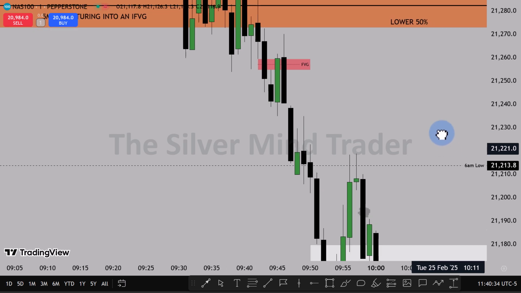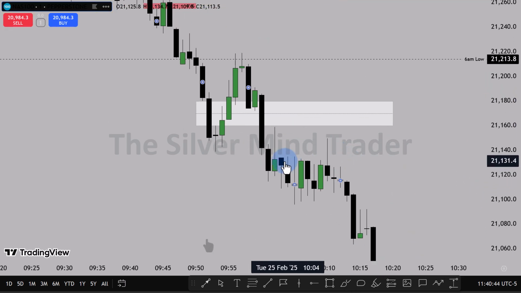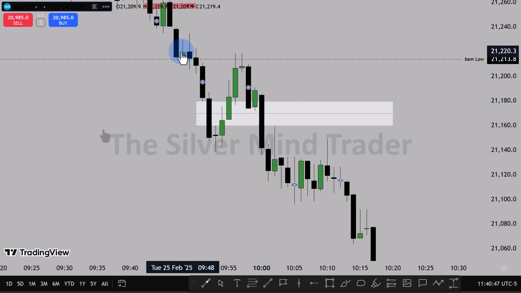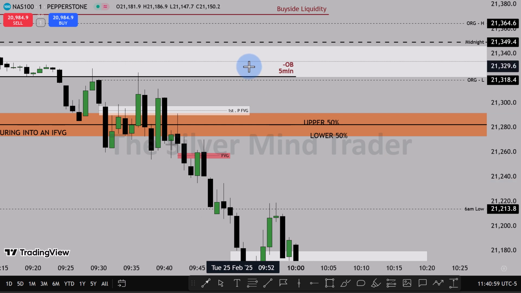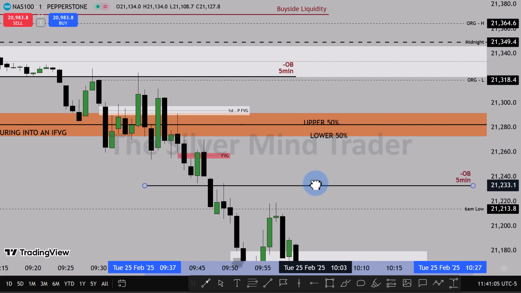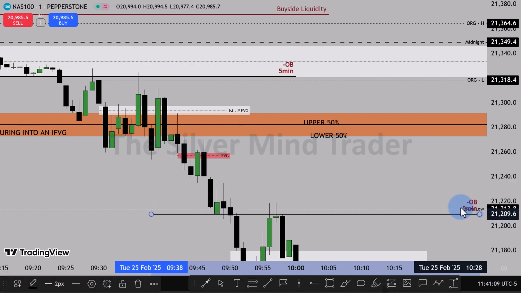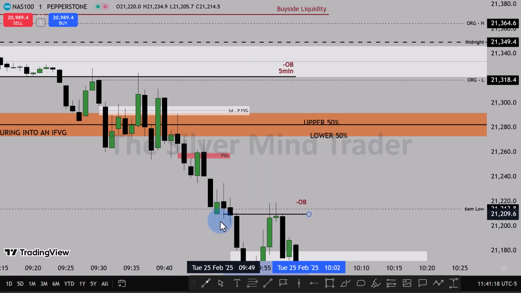and goes for that low at 6 a.m., and we've been pretty much going down since then. We have this candle, down close candle, down close candle, up close candle, down close candle, down close candle, down close candle. So what is this candle over here? That's your bearish order block on a 1 minute time frame.